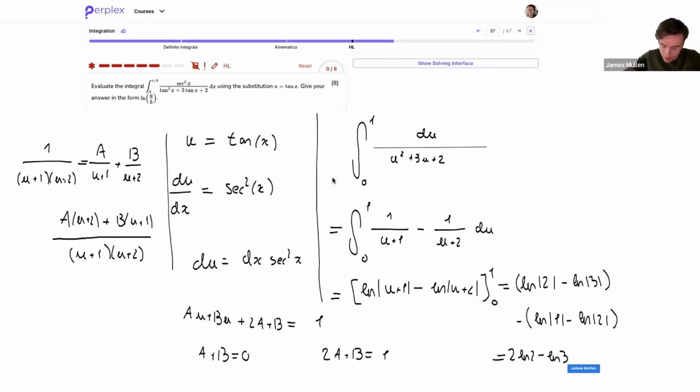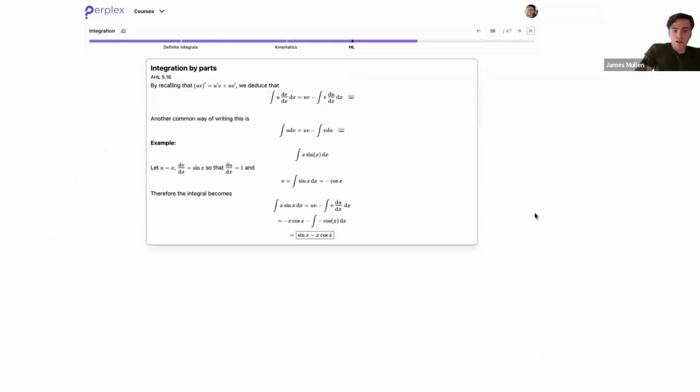And the answer says to put it in the form ln a over b. So 2 ln 2 is ln of 4, so this is going to be ln of 4 over 3. That's my final answer. Now, I think the hardest method of integration is integration by parts.